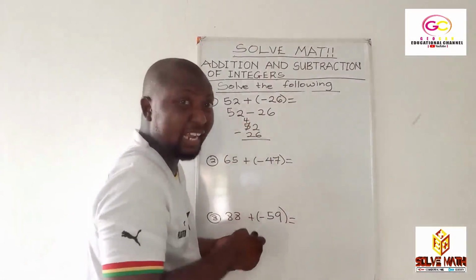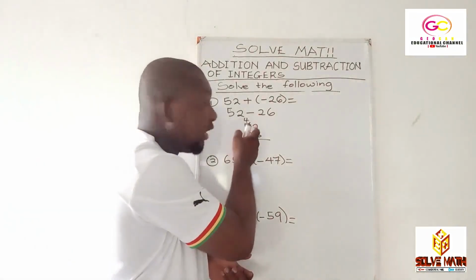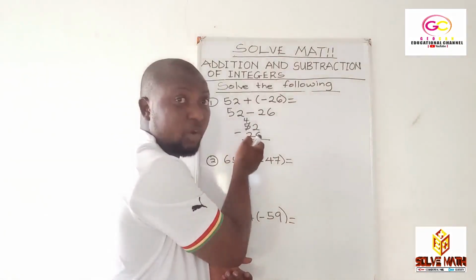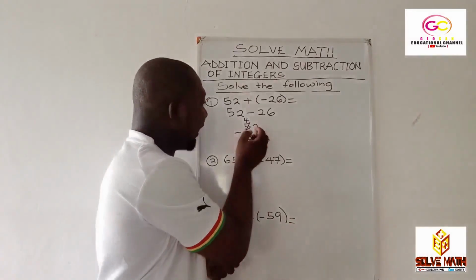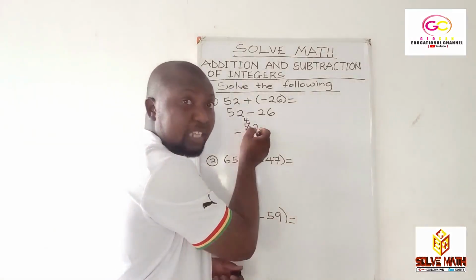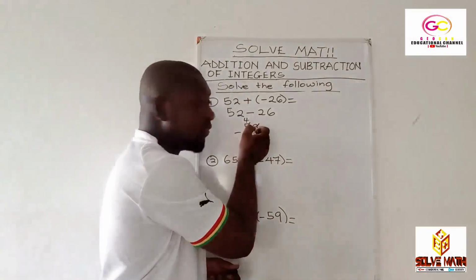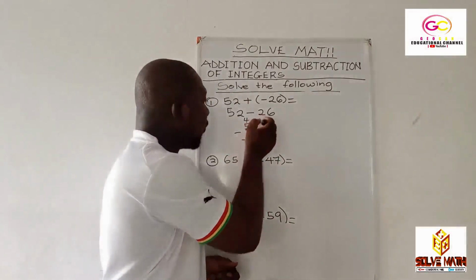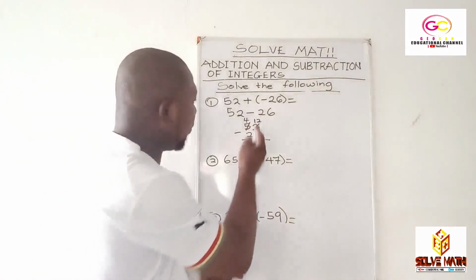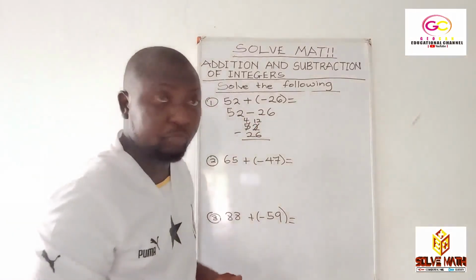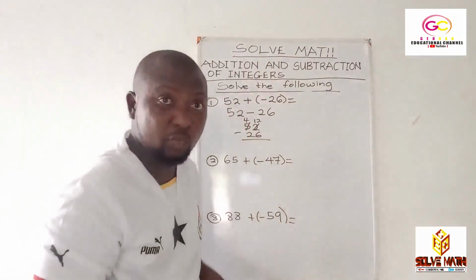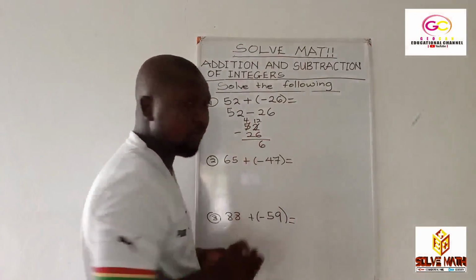Good. Now don't forget about that 1 you borrowed. It quickly turns into 10. Then you add that 10 to this 2. So 10 plus 2 gives you what? 12. So cancel this 2 and put 12 on top. So now we have 12 here, so we can subtract. And 12 minus 6 will give you what? 6. Good. I believe you got that.